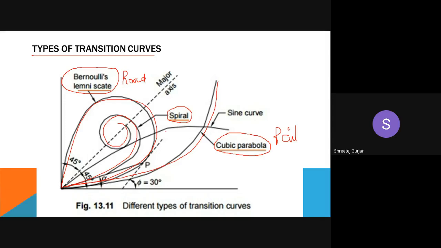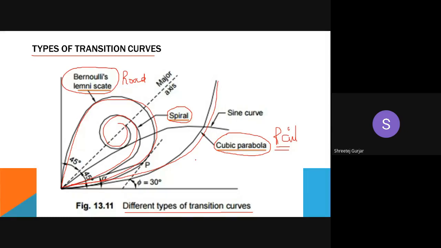So we need to draw this particular figure, name these curves, and write down a few properties of these, along with where they are used. Usually this is an important question for your exam: different types of transition curves.